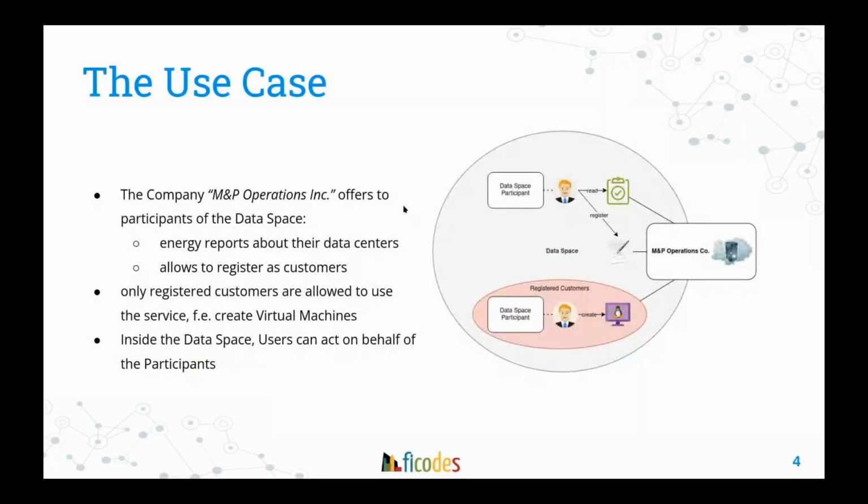Now let's have a closer look at our concrete participants and what they want to offer. So the hosting company, MP Operations, wants essentially to offer a number of things to participants of a data space. They might offer stuff outside the data space. Let's say they have a website where they present their company information and what they might offer to anyone else. But in our case, they want to offer certain additional information only to participants of the data space. For example, energy reports about the data centers that they are running, or they would also allow participants of the data space to register themselves as customers.